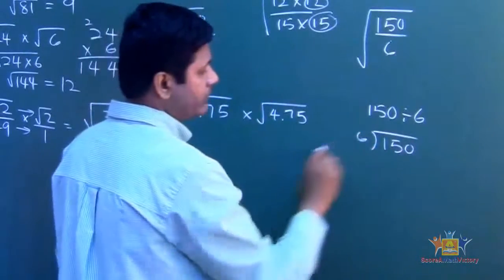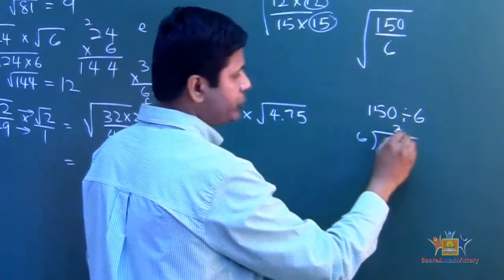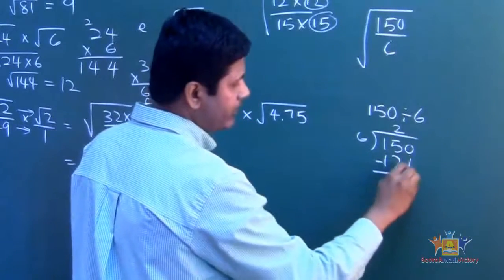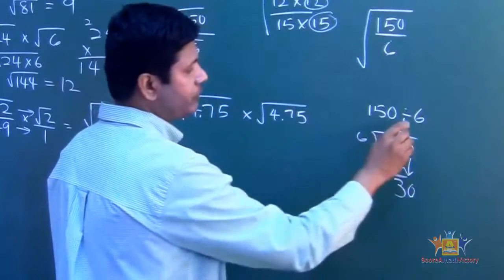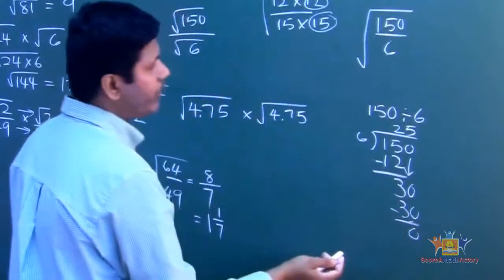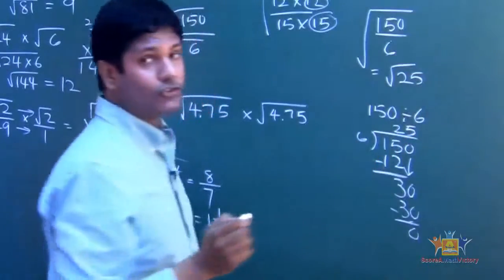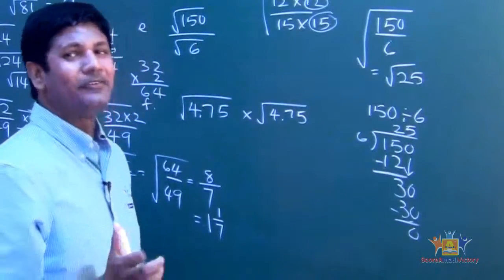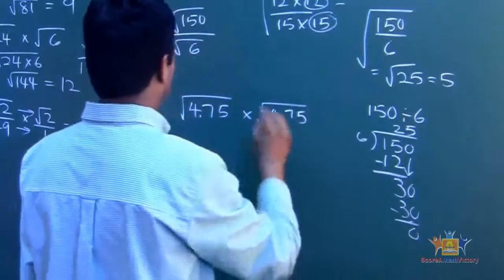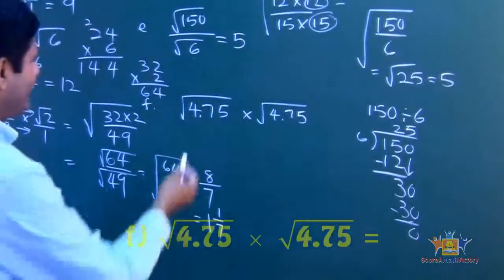6 goes outside the cage. In 1 I cannot go, so go to the next digit. In 15 there's how many 6? Very good. 2. 2 times 6 is 12. 5 minus 2 is 3. 1 minus 1 is 0. Bring the 0 down. In 30 there's how many 6? 5. 5 times 6 is 30. That gives me 0 when I subtract. That means this is also equal to square root of 25. Square root of 25 is what? 5, because that's a perfect square. That means this is 5. See that?